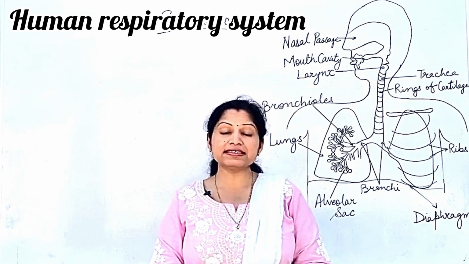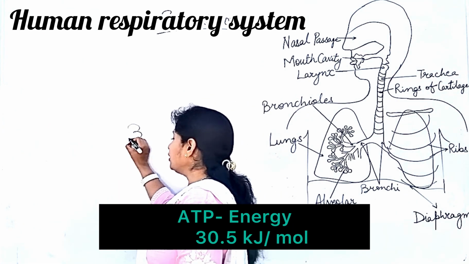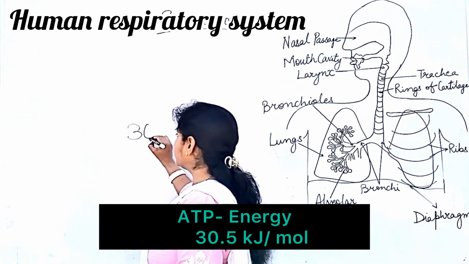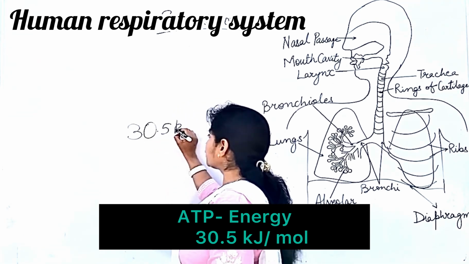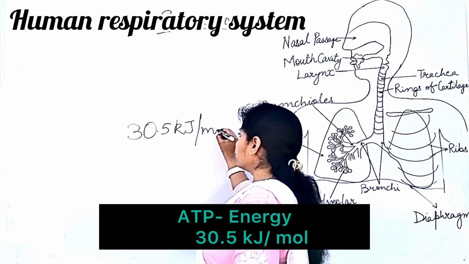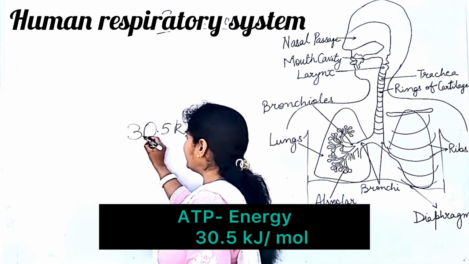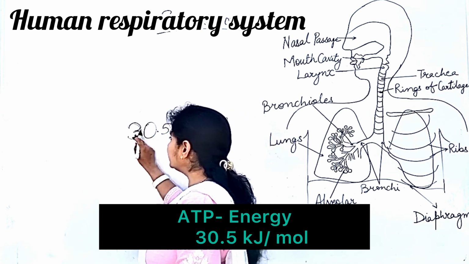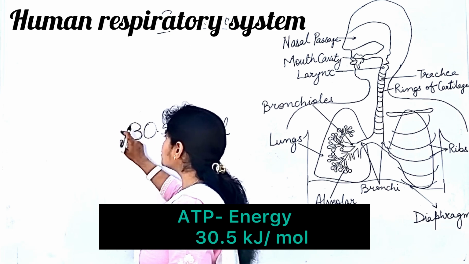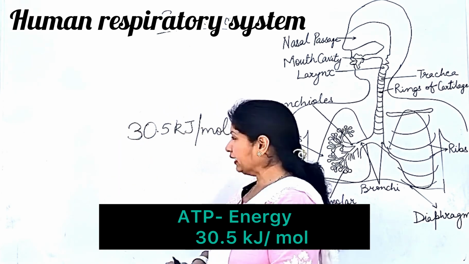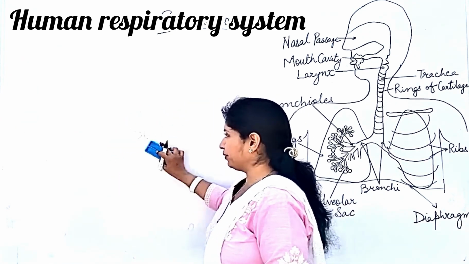How much energy is released by this ATP? When we use the energy from ATP, we get 30.5 kilojoules of energy per mole. So from 1 mole of ATP, our body will get 30.5 kilojoules of energy. Remember that, it's very important.